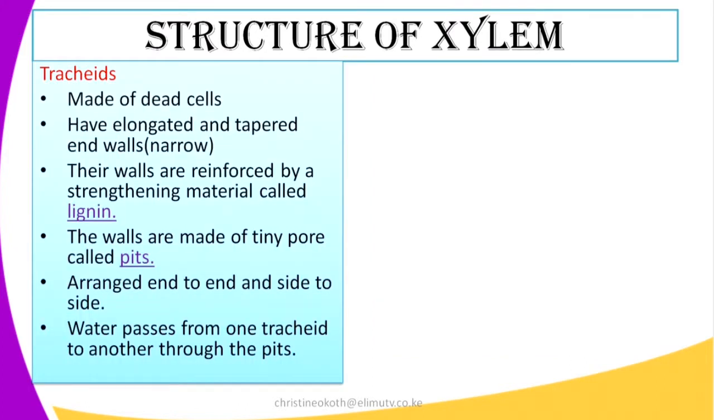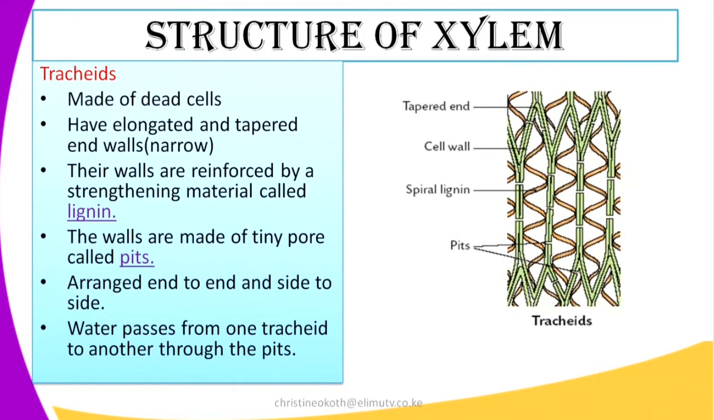So let us look at each of these cells, starting with the tracheids. Tracheids are made of dead cells. They have very long, elongated and tapered end walls. Tapered means that the ends are very narrow. If you look at the illustration, we have the cell wall there, then the upper part is very narrow. That's how we refer to it as a tapered end.